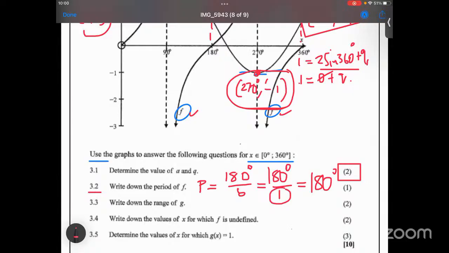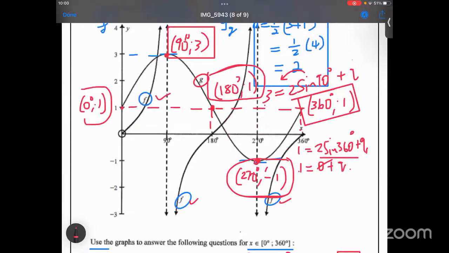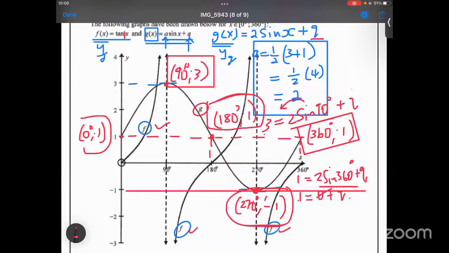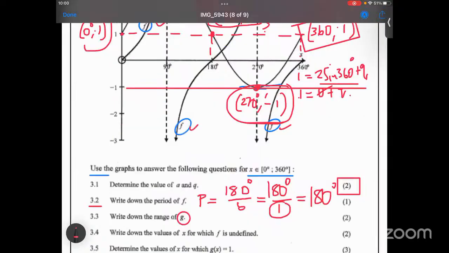So let's see. Write down the range of g. Now we need to go and look for g. Remember, what makes the range? It is the minimum and the maximum. So the minimum is -1, and the maximum is 3. So the range is the one that we use to find the amplitude.